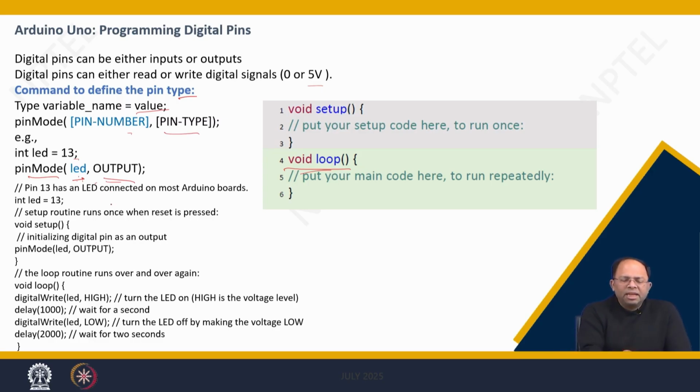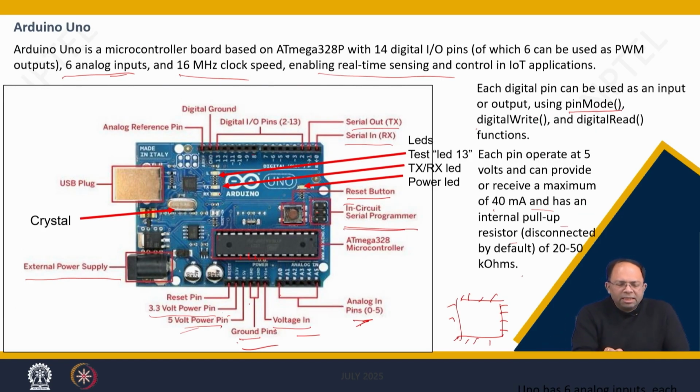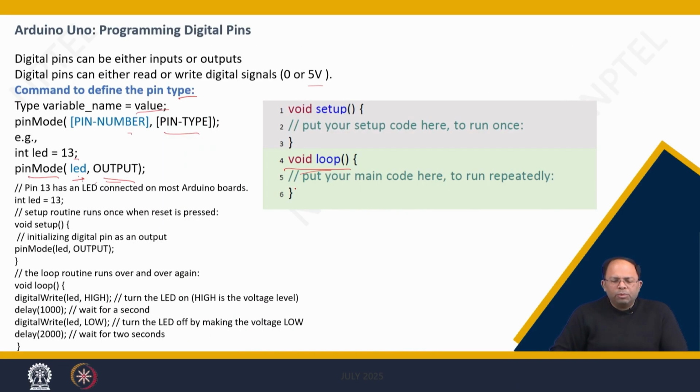So pin 13 is an LED connected on most Arduino boards. By default an LED is connected. If I go back, you see there is an LED over here. So there are 3 LEDs. The test LED, which is 13, is there by default. Then TX RX: if some serial communication is happening via this, information is being sent, then these particular TX RX LEDs blink, and then there is a power LED. If there is power, it will glow, right? So these are the 3 LEDs which are already fitted in the board. So pin 13 has an LED connected on most Arduino boards.